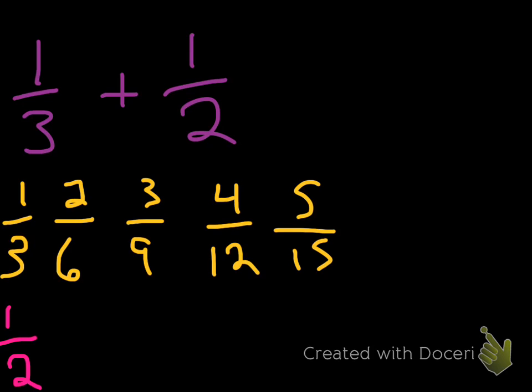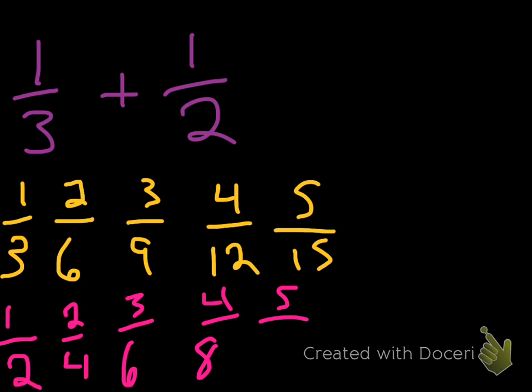And we can do the same now for 1/2. So we need to skip count by 1, the numerator. So it'd be 1, 2, 3, 4, 5, and we could keep going. And then we have to skip count by the denominator, the 2. So it'd be 2, 4, 6, 8, 10.